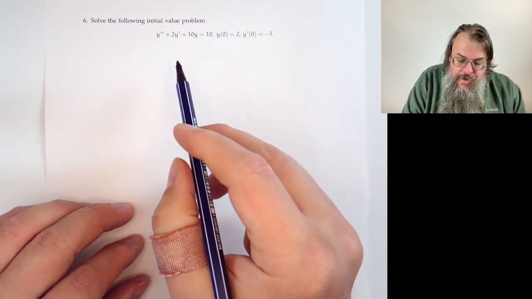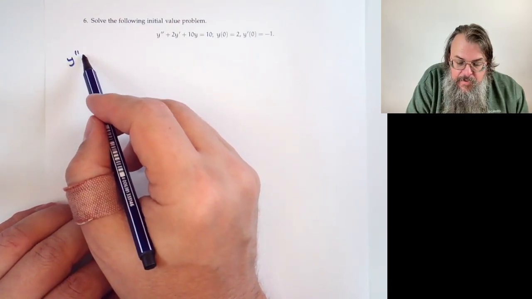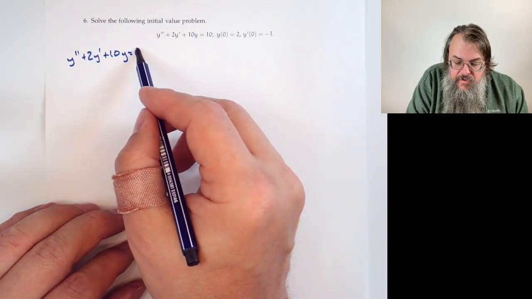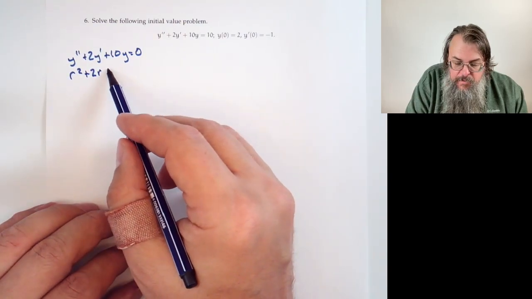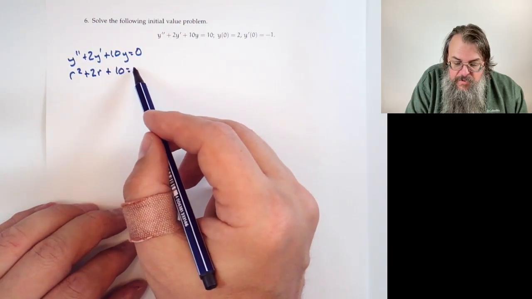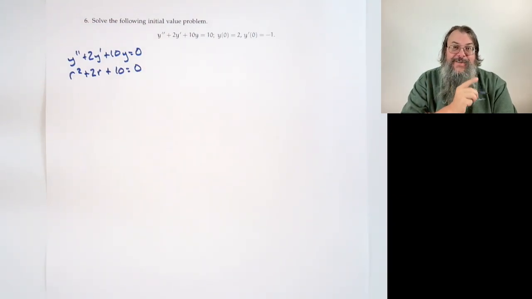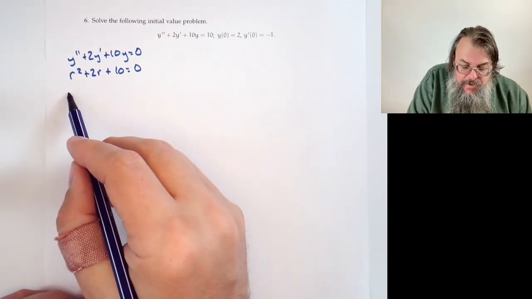Now, we start with the homogeneous part. So we have y'' + 2y' + 10y = 0. So that becomes r^2 + 2r + 10 = 0. Now, probably not looking good for factoring. I can't think of two numbers that are both positive that multiply to 10 but add to 2, which is what we would need if it were factored. But we can do other things.